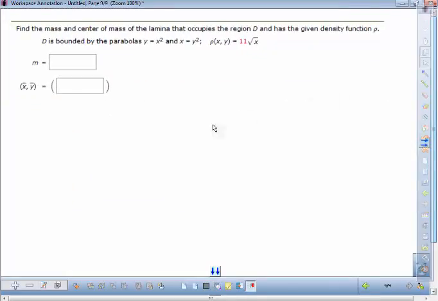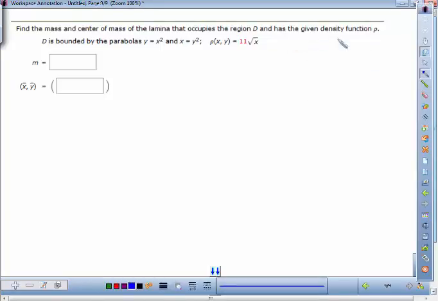Find the center of mass of the lamina that occupies the region D and is given with a density function rho. So this is your density function rho. One of the things I noticed is that rho is generally a function of x and y, but I only see x here. So it looks like y is going to be constant regardless of where the y cut is. So I might be able to use that piece of information.